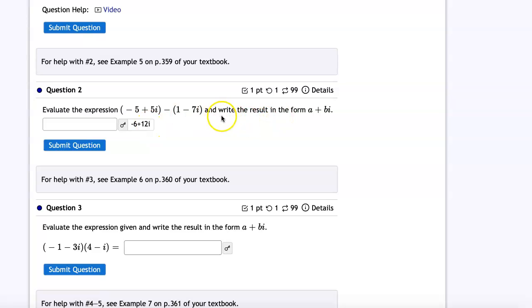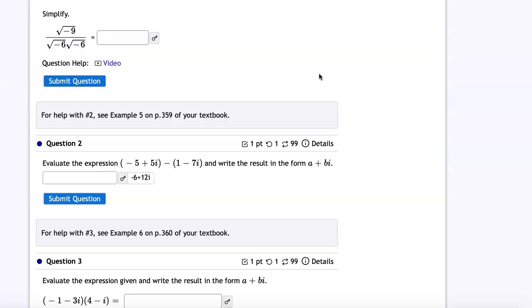Now here you want to pay attention. It says write the result in the form A plus BI. You may have been wondering about the previous one, why I wrote the 1/2 out in front of the I instead of writing -I over 2. That is because for standard form you want to have a coefficient out in front of the I. And likewise we see here at first the real component and then the imaginary component.